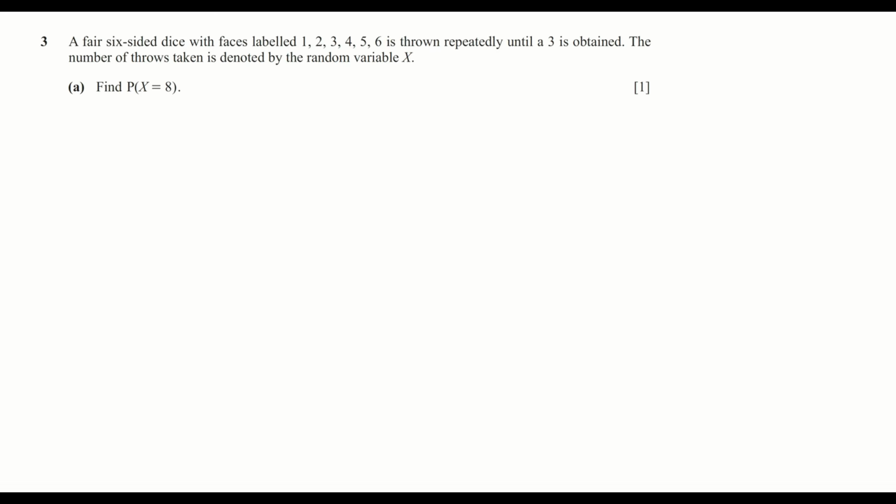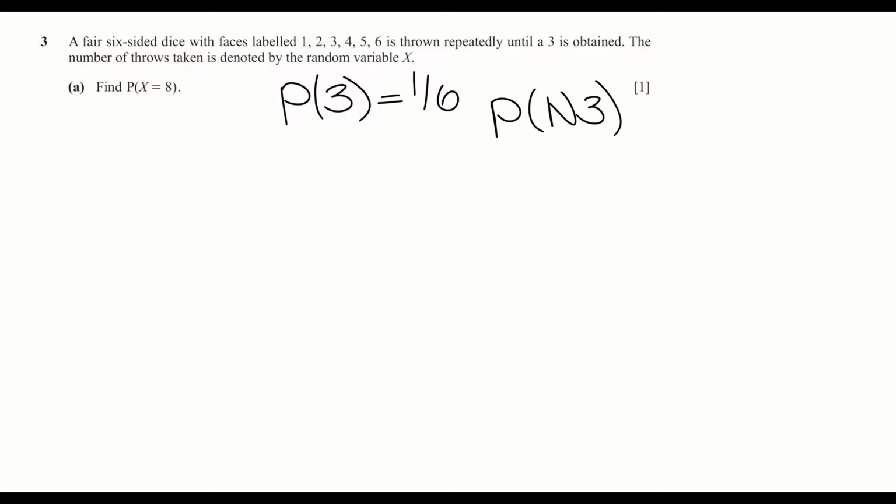We have 6 numbers on our dice. There is 1 three. So we can see the probability of throwing 3 has to be 1/6, which means the probability of not throwing a 3 has to be 5/6. A 3 was obtained for the first time on the 8th throw. That means that the first 7 throws did not obtain a 3.